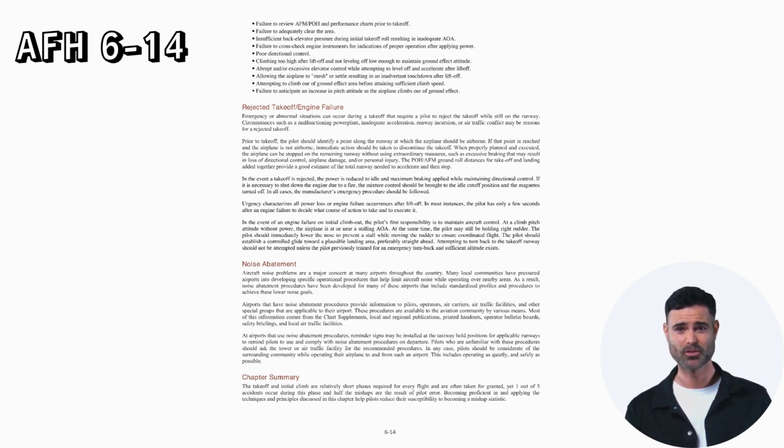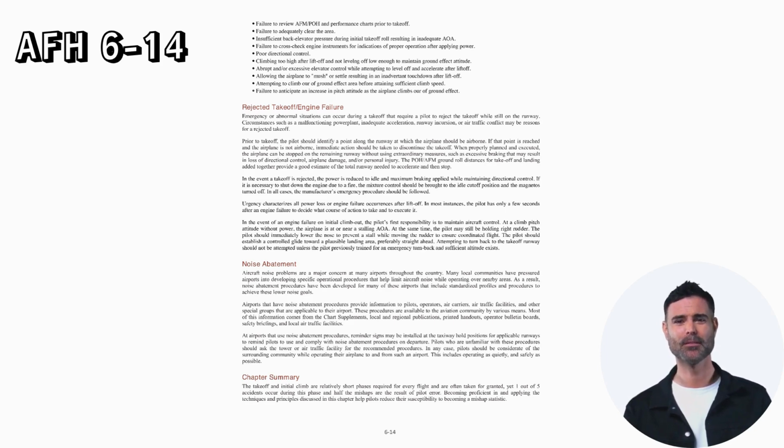At airports that use noise abatement procedures, reminder signs may be installed at the taxiway hold positions for applicable runways to remind pilots to use and comply with noise abatement procedures on departure. Pilots who are unfamiliar with these procedures should ask the tower or air traffic facility for the recommended procedures. In any case, pilots should be considerate of the surrounding community while operating their airplane to and from such an airport. This includes operating as quietly and safely as possible.